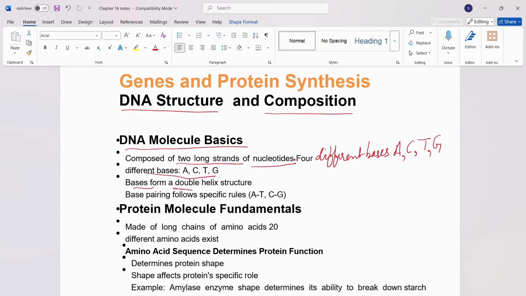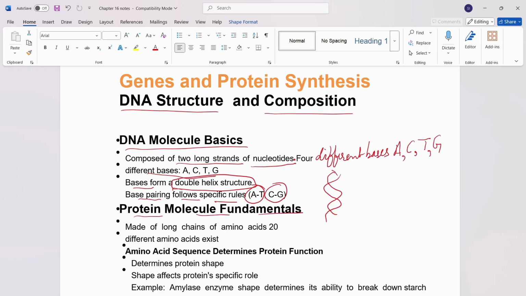Bases form a double helix structure, like this. Base pairing follows a specific rule: A will pair with T and C will pair with G. Now protein molecules fundamentals.